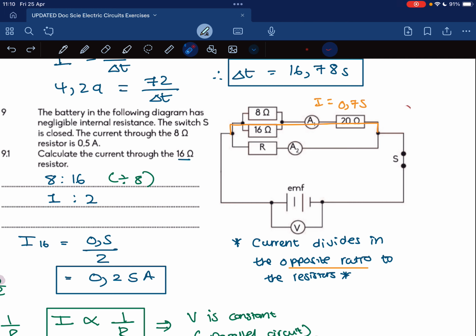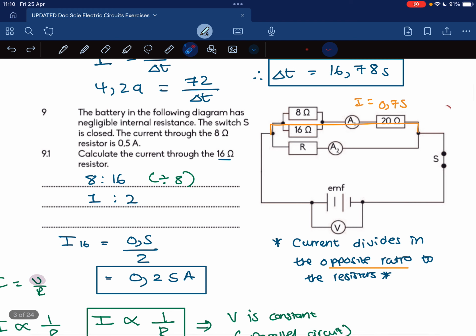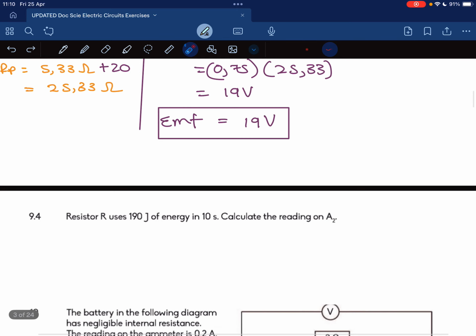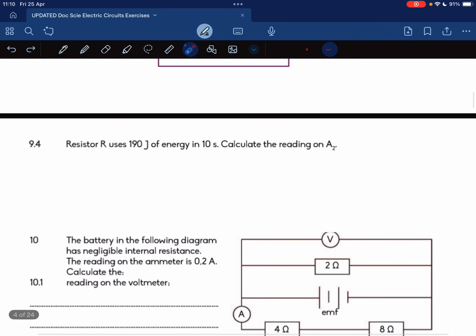So make sure that if you struggled with this question, you go over it again from the beginning. Okay, then moving on. It says resistor R uses 190 joules of energy in 10 seconds. Calculate the reading on ammeter A2.